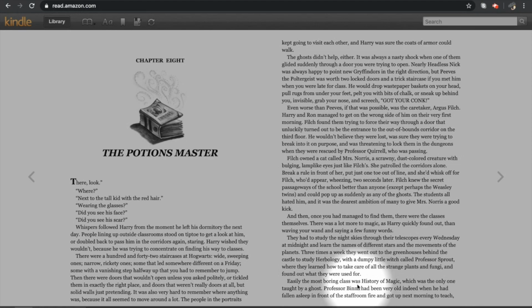Easily the most boring class was History of Magic, which was the only one taught by a ghost. Professor Binns had been very old indeed when he had fallen asleep in front of the staff room fire and got up the next morning to teach.